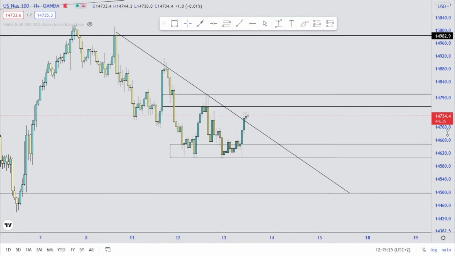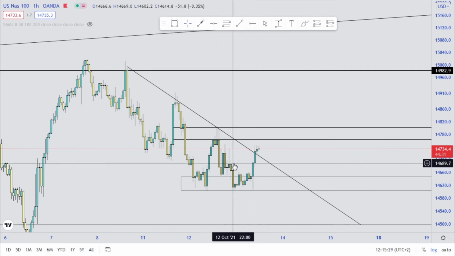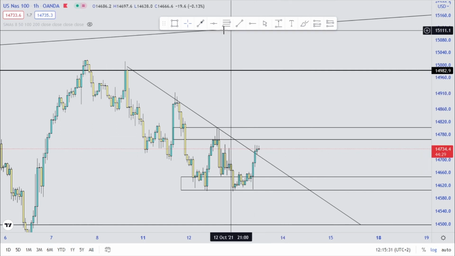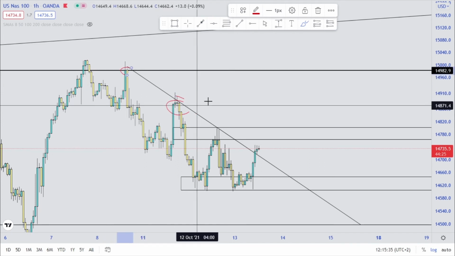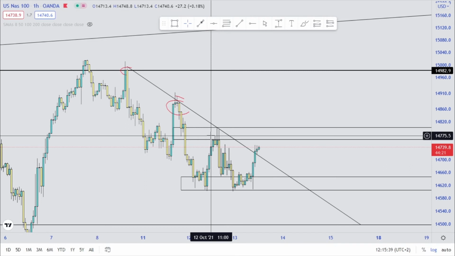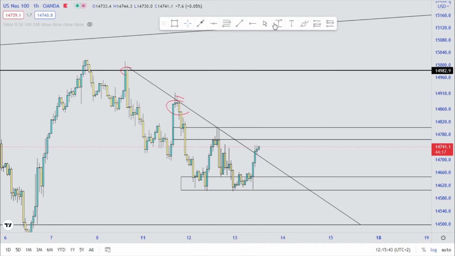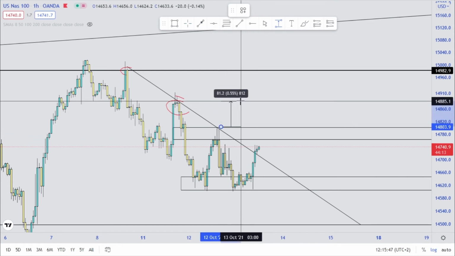We did create a double bottom right there. We can expect price to come and test this region again right here and then continue to the upside, and price will most likely come and test this region and this region right here, because why? If we break out of this region here at 14775, we can most likely expect price to go all the way up and create a new higher high.